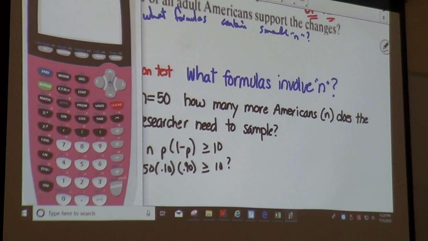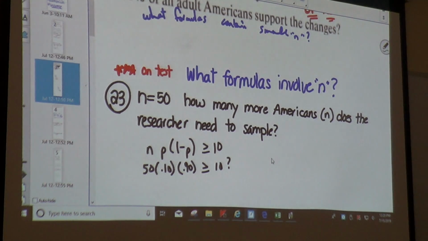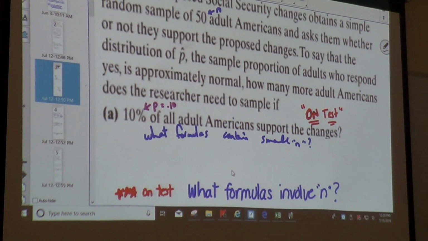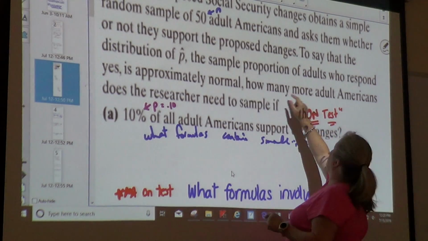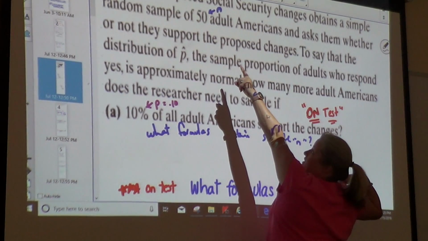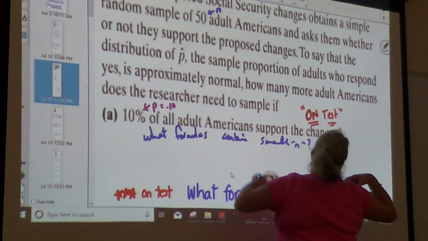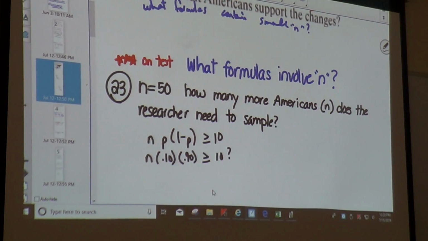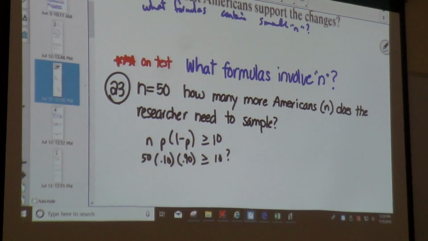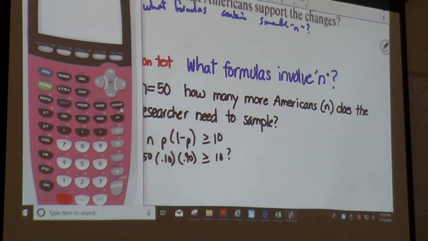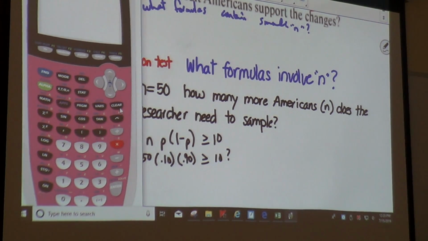Hold on now. It says no. We need to know what that number is, because up here it's telling us: how many more adult Americans do I need to sample? So they're telling me that 50 is not enough. They're telling me that 50 is going to fail. Let's plug it in. Let me plug in 50. 50 times 0.1 times 0.9? Did it fail?